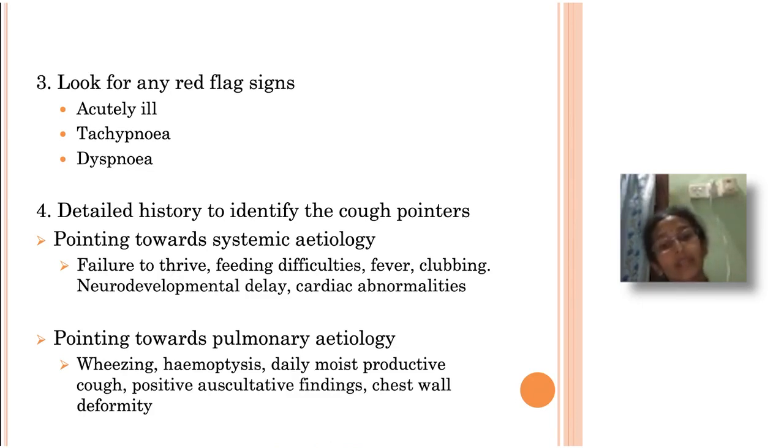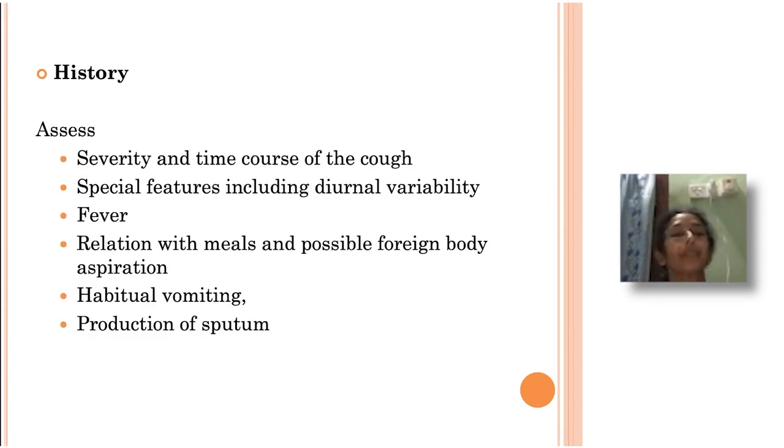A child who is having wheezing, hemoptysis, daily moist productive cough, positive auscultatory findings, or chest wall deformity, these features will point towards a pulmonary etiology. So after history and examination, we can identify whether this cough is from a systemic etiology or from a pulmonary etiology.